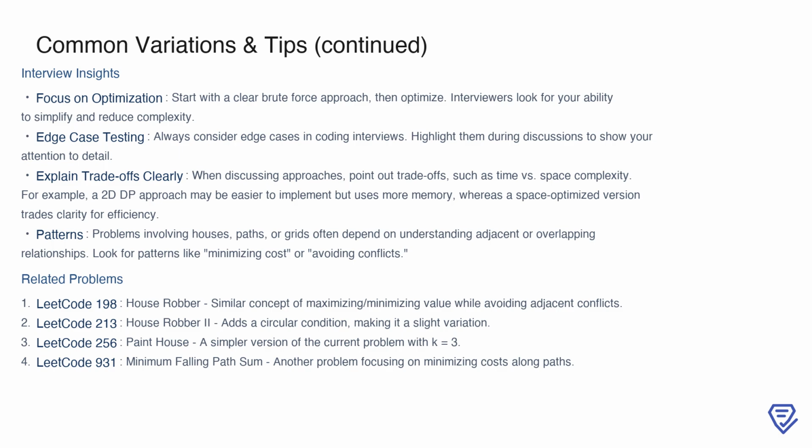For related problems, take a look at examples like LeetCode 198, House Robber, which focuses on maximizing value while avoiding adjacent conflicts, or LeetCode 213, House Robber 2, which adds a circular condition to the problem. Similarly, LeetCode 256, Paint House, is a simpler version of this problem with k equal to 3, and LeetCode 931, Minimum Falling Path Sum, explores minimizing costs along paths in a grid.